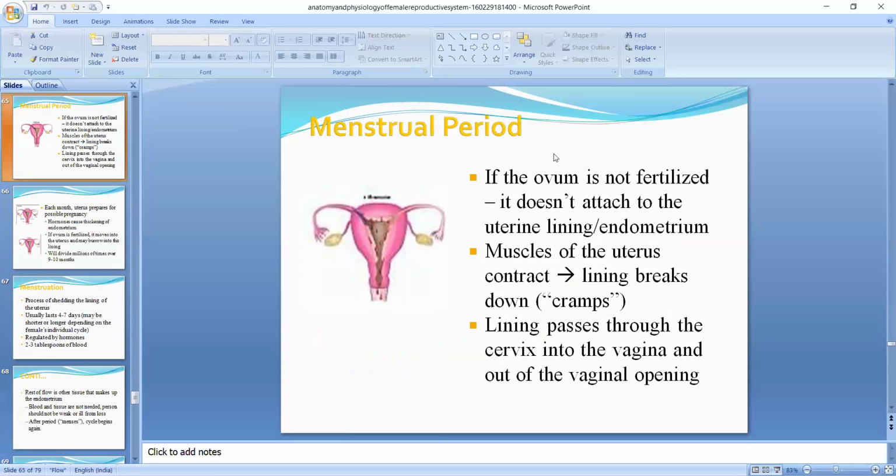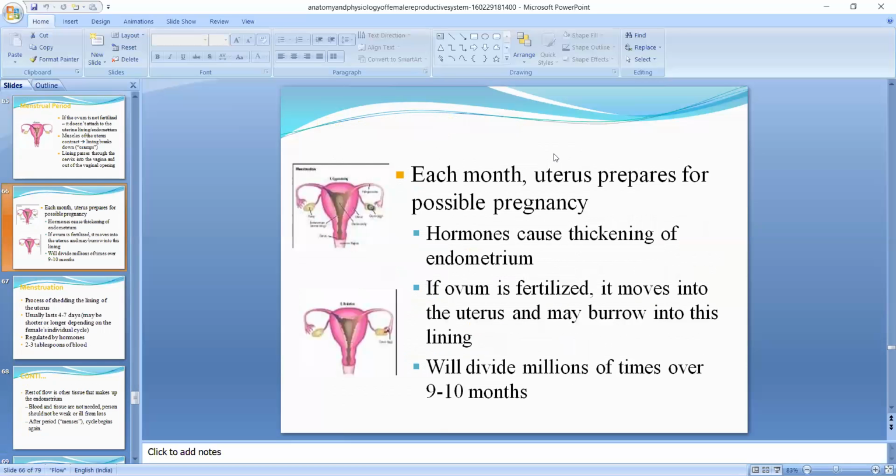In the menstrual period, the muscle of the uterus contracts, the lining breaks, and at that time we can see cramps, and this lining passes through the cervix into the vagina and out of the vaginal opening. Each month the uterus prepares for possible pregnancy. If there is no pregnancy, the internal lining breaks up and is flushed out as menstrual blood from the uterus, and hormones are responsible for the thickening of the endometrium.